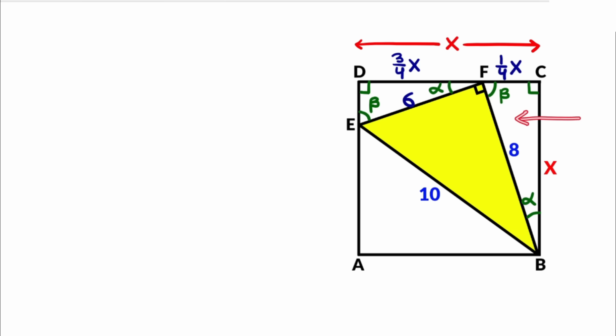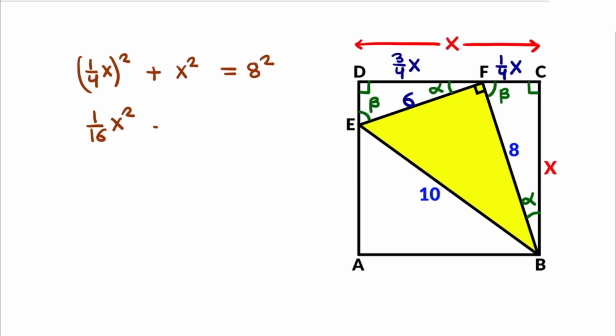Look at right triangle FCB. Its legs are FC, which is 1/4 of X, and CB, which is X. Its hypotenuse is 8. Applying the Pythagorean theorem, the quantity 1/4 of X squared plus X squared equals 8 squared. That becomes 1/16 of X squared plus X squared equals 64. Combine the two terms. We get 17 over 16 times X squared equals 64.